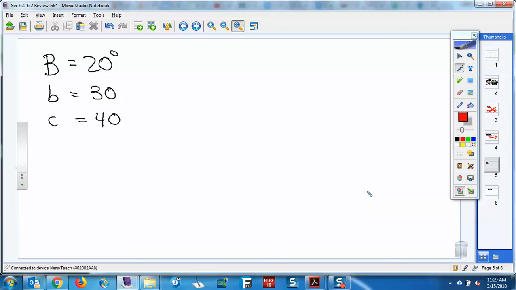So, again, the directions would just be solve the triangle. It's not going to say on there use law of sines or use law of cosines. It's just going to say solve it. So you're going to draw it. You're going to decide what you need. Go from there.